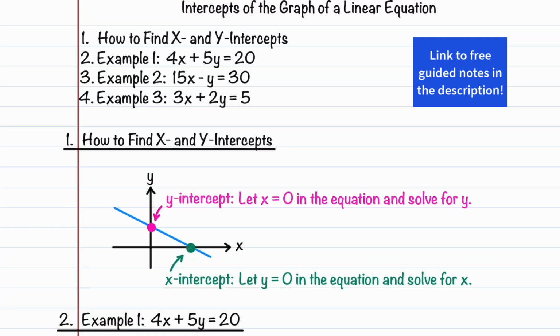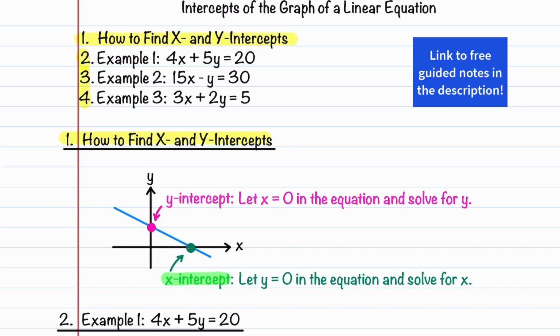In this video, I'm going to teach you how to find the x and y-intercepts of a linear equation, and then we'll walk through these three example problems where we'll find the x and y-intercepts of the graph of these equations. Let's begin by learning how to find x and y-intercepts.